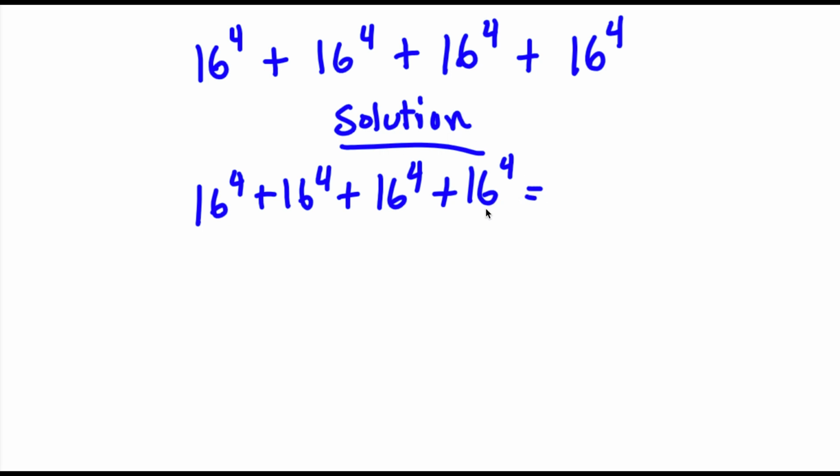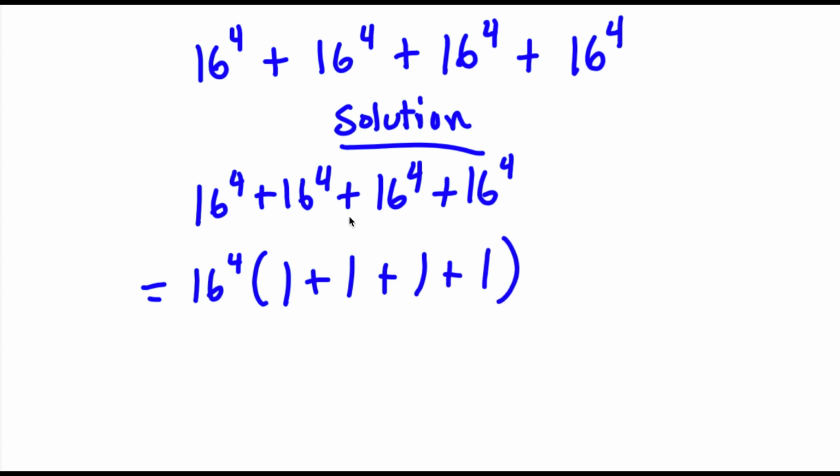Now, what I can do from this is I'm going to factor out 16 to the power 4. So now this is equal to 16 to the power 4 times... Now, 16 to the power 4 divided by 16 to the power 4 is 1. So I have 1 plus, again, 16 to the power 4 divided by 16 to the power 4 is 1, plus, again, 1 plus 1. So now I have 16 to the power 4 times 1 plus 1 plus 1 plus 1.